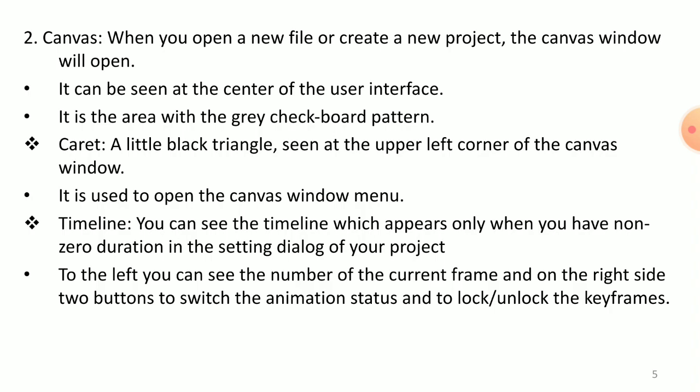First is the canvas. What is a canvas? When you open a new file or create a new project, the canvas window will open. It can be seen at the center of the user interface. It is the area with the gray checkerboard pattern, the white and gray small rectangles. That pattern is a checkerboard pattern. That is the canvas.